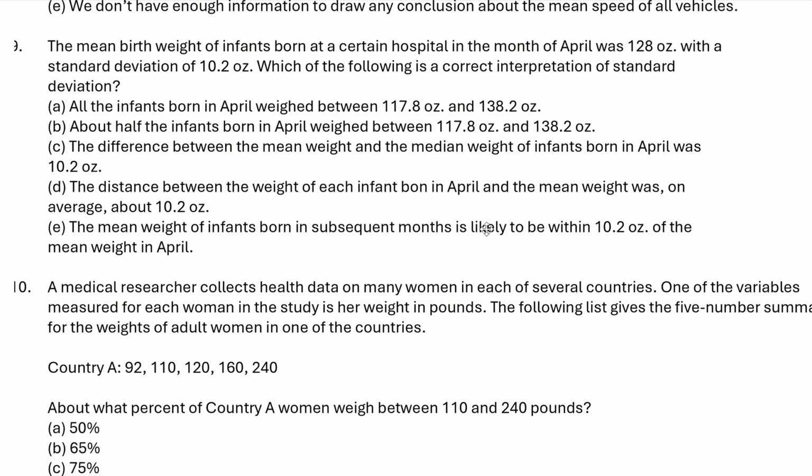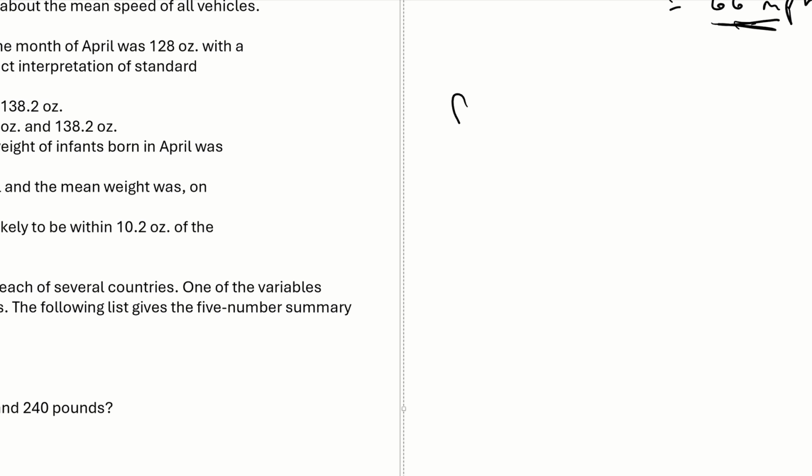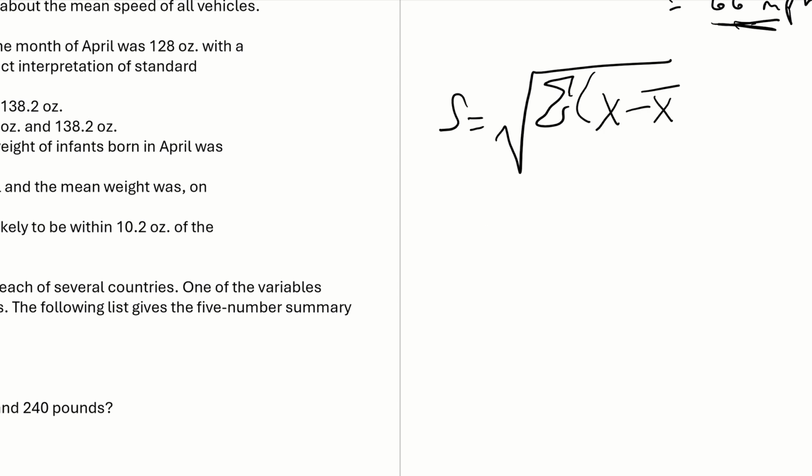All right, so number 9, the mean birth weight of infants born at a certain hospital in the month of April was 128 ounces with a standard deviation of 10.2 ounces. Which of the following is the correct interpretation of the standard deviation? All right, so remember the formula for the standard deviation is S equals the square root of the sum of the deviations squared, meaning how far each data point is from the mean. X bar is the mean. So how far is the data from the mean, squared, divided by n minus 1.